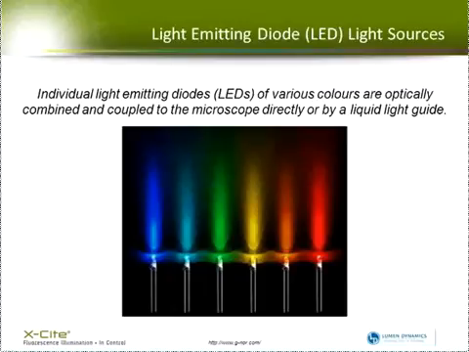So the next light source is LEDs, or light-emitting diodes. And LEDs are basically individual optics that can have the variable colors. So instead of having one bulb that's a white light source, you actually have an LED for each color within the spectrum. And sometimes these are coupled to the microscope directly, and sometimes they're coupled by a liquid light guide. So it depends on the technology.